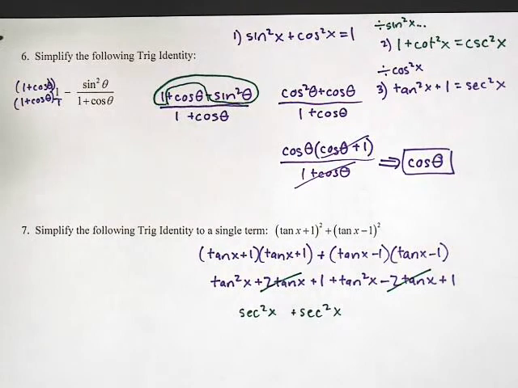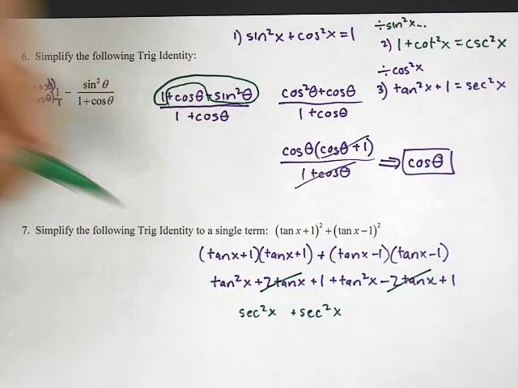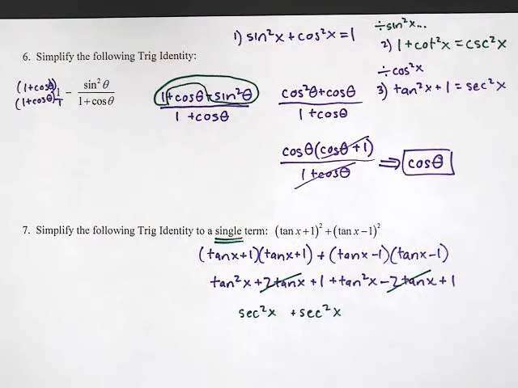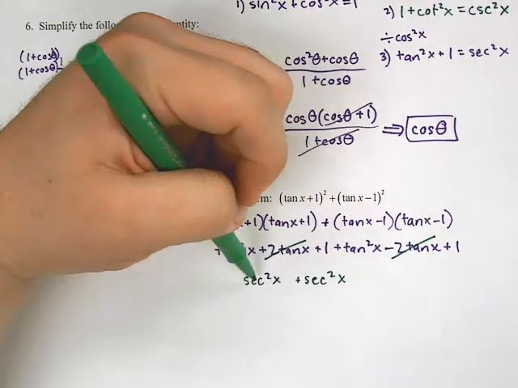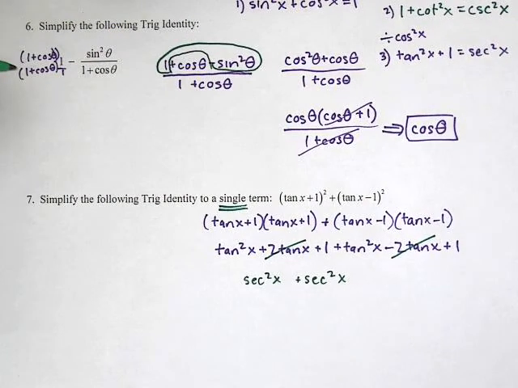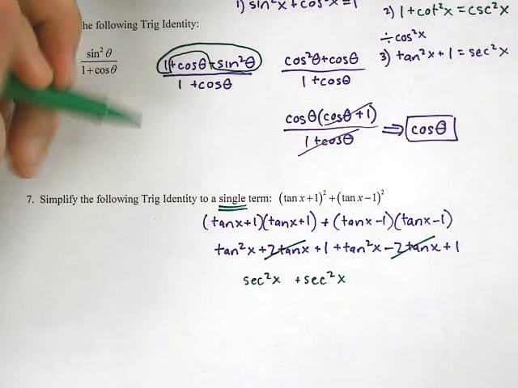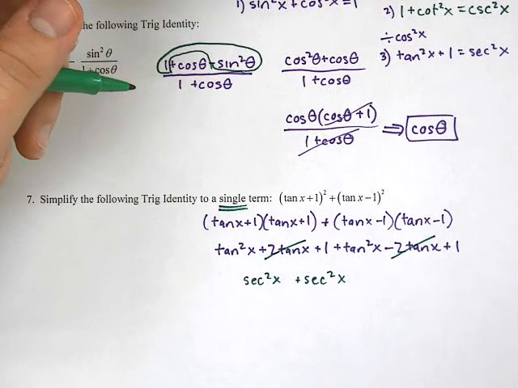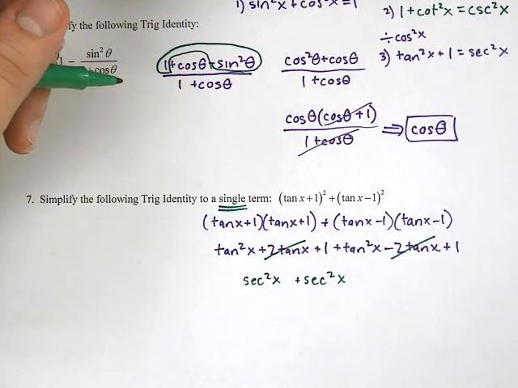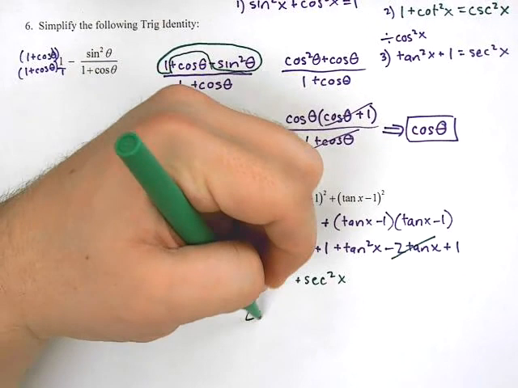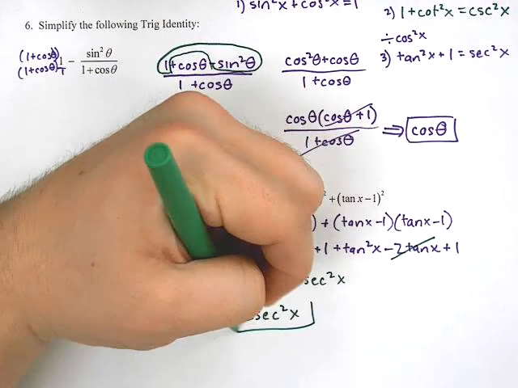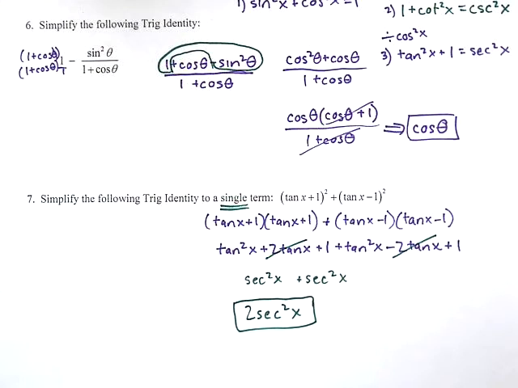And so the last thing to keep in mind, please, it already told us that we needed a single term. How do I combine secant squared plus secant squared? No, it is not secant x to the fourth. It's 2 secant squared x, and that is your answer.